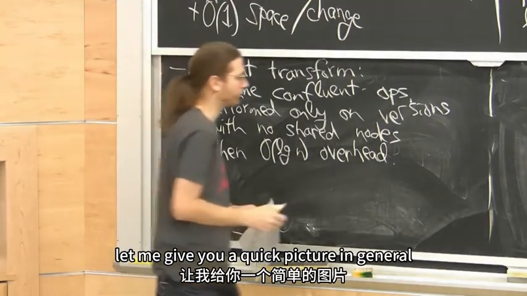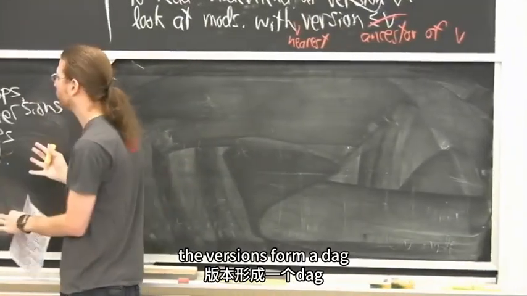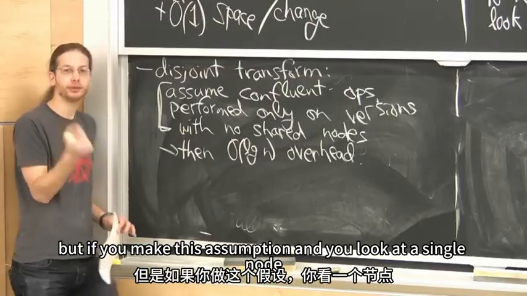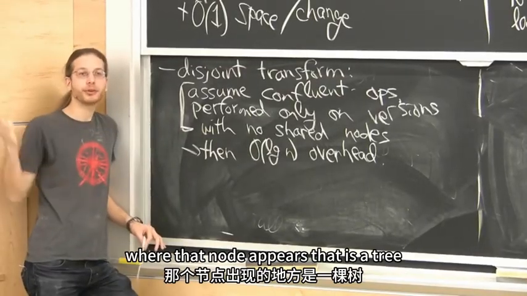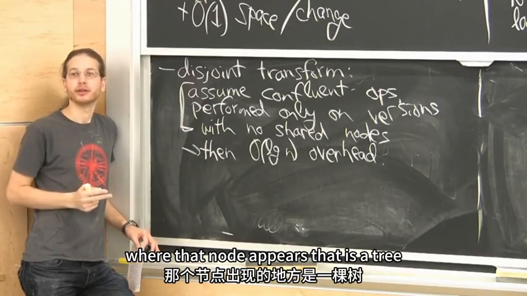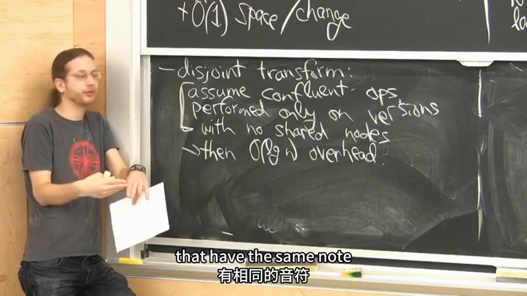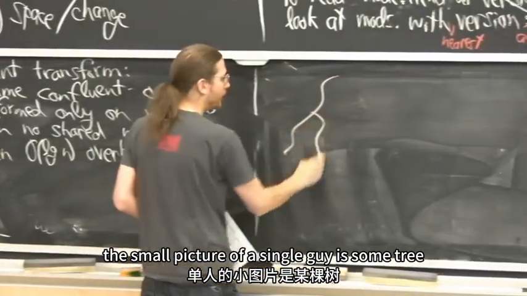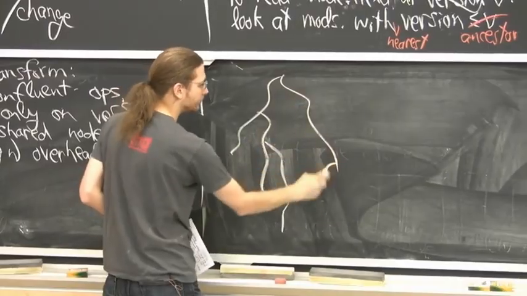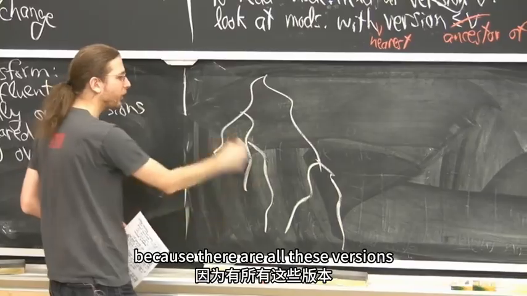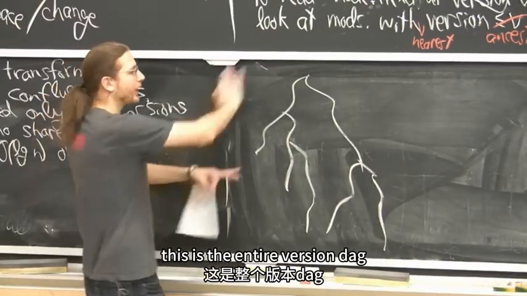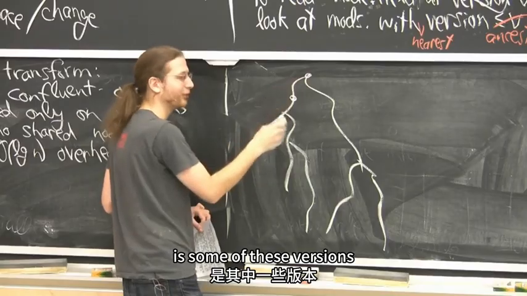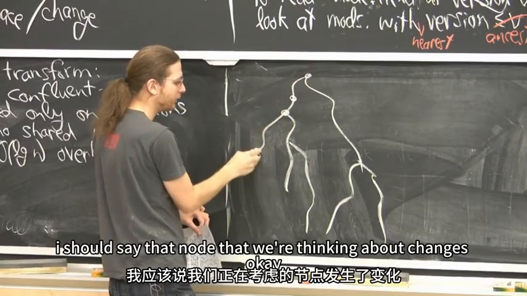All right, let me give you a quick picture. In general, the versions form a DAG. But if you make this assumption, and you look at a single node, and look at all the versions where that node appears, that is a tree, because you're not allowed to remerge versions that have the same node. So while the big picture is a DAG, the small picture of a single guy is some tree. Okay, I'm drawing all these wiggly lines because there are all these versions where the node isn't changing. This is the entire version DAG, and then some of these versions, I should say, that node that we're thinking about changes.